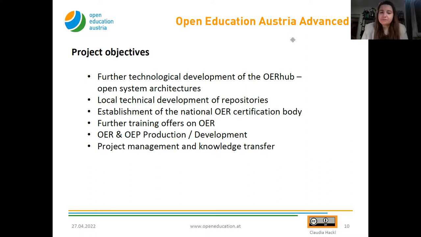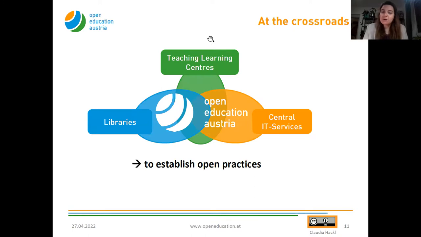Then we're also offering further training on OER. We are advancing the production process and development of OER and implementing that at the several universities. And of course, also the knowledge transfer. So we are offering consulting sessions for interested higher education institutions if they want to jump on the OER train. And that all at the crossroads of teaching and learning centers, libraries, and central IT services to establish open practices. That was my quick intro on how our work is part of the key to open practices and on how our work is establishing and generating synergies between open education and open science.